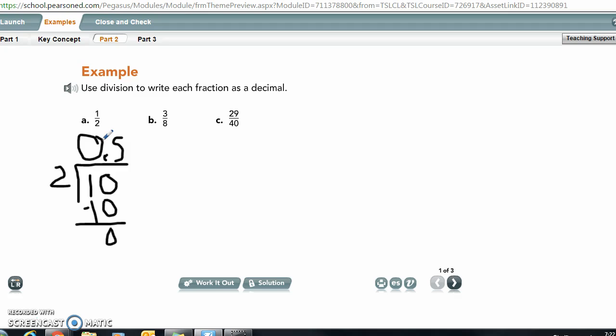I always like to think about halves as 50 cents or quarters. I'll let you do B, but let's try C together. So 40 will go on the outside, okay, and 29 goes on the inside. So go ahead and write this with me.